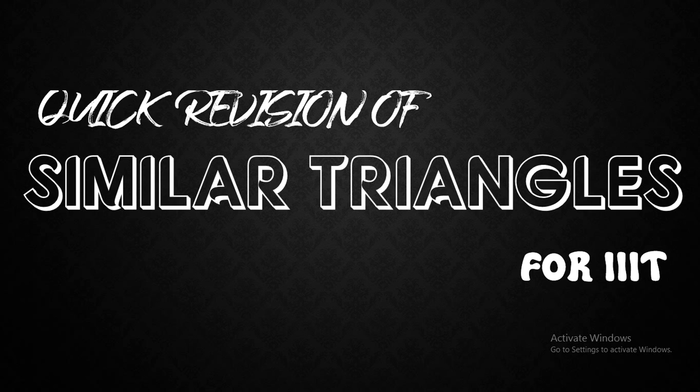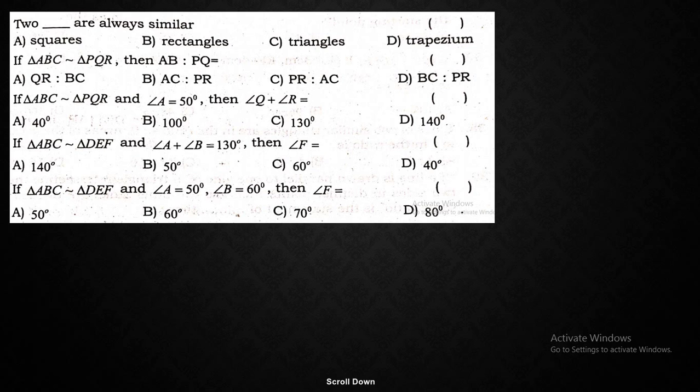So let us start our similar triangles. Two figures are always similar. So what is the meaning of similarity? Their corresponding sides are proportional and corresponding angles are equal. If these conditions are satisfied, then we say those are similar figures, right?